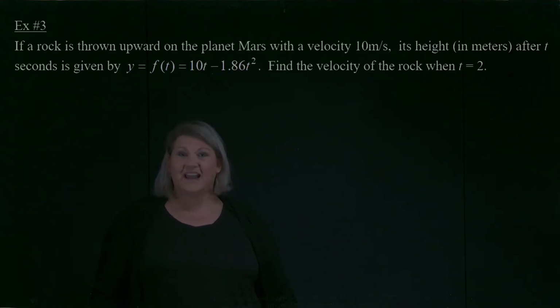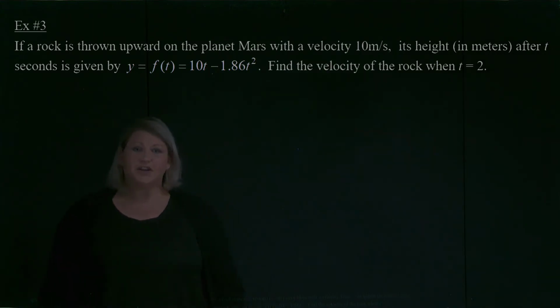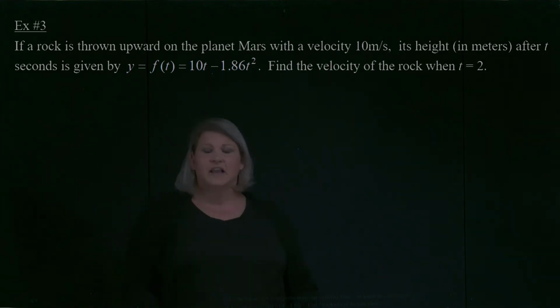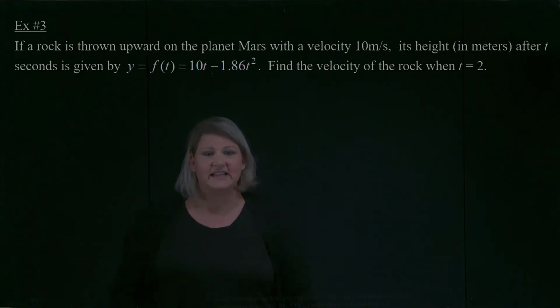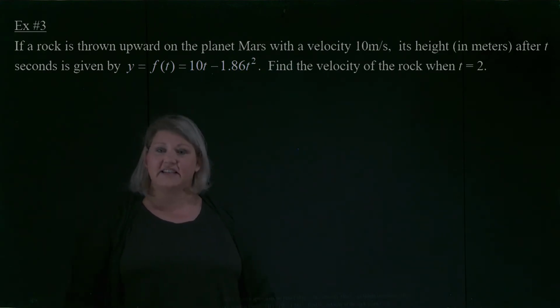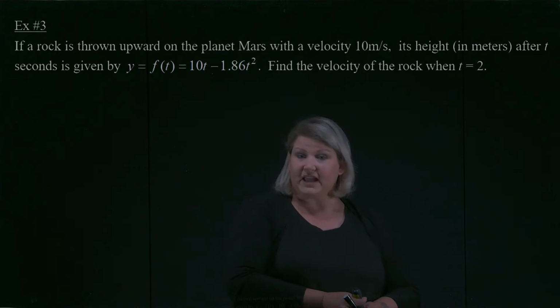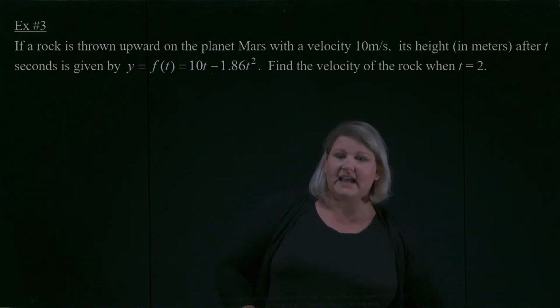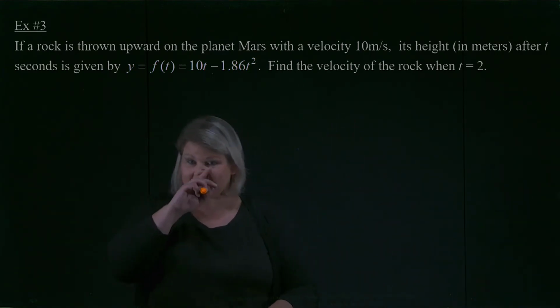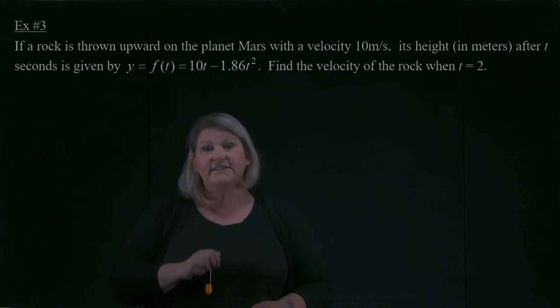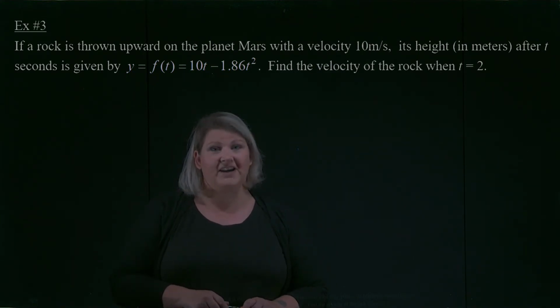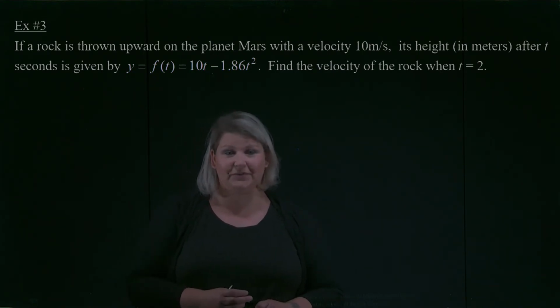All right, we're back on Mars. Same function, we're throwing rocks on Mars. Initial velocity is 10 meters per second. The height in meters t seconds is given by this function, y equals f of t, which is equal to 10t minus 1.86 t squared. Let's find the velocity of that rock when t is equal to 2.